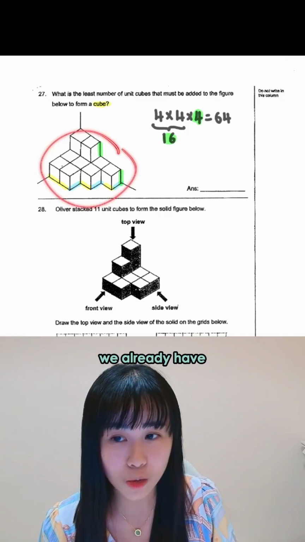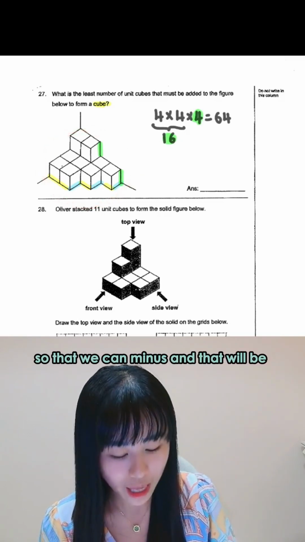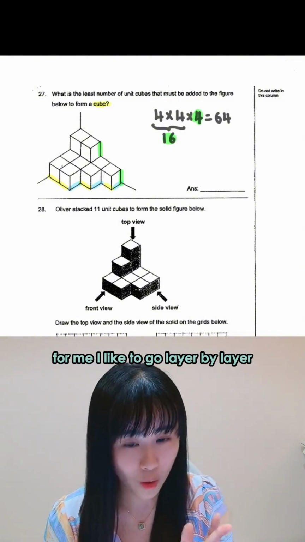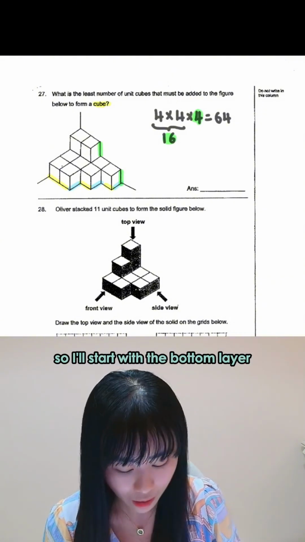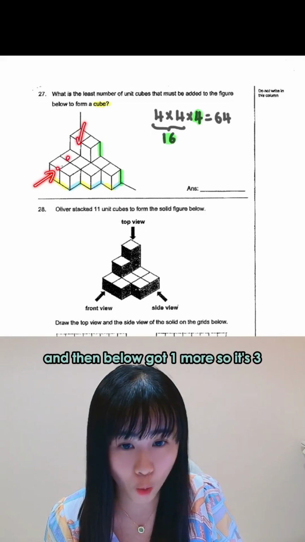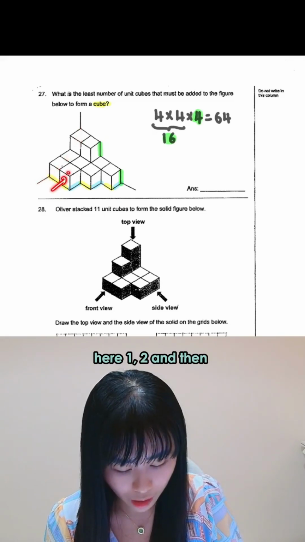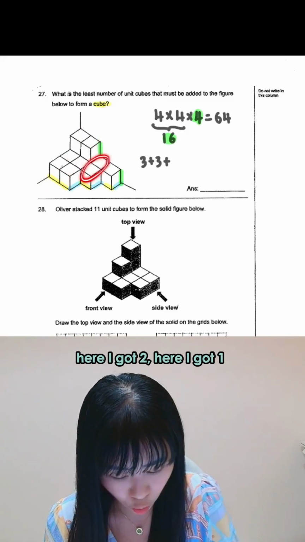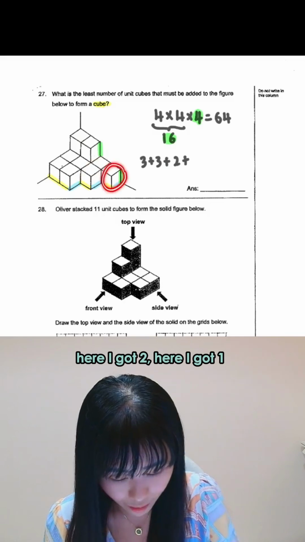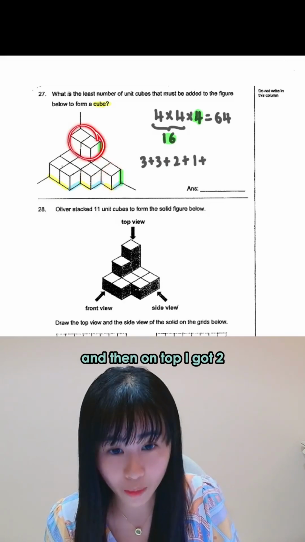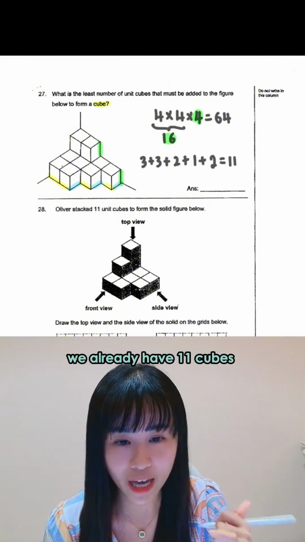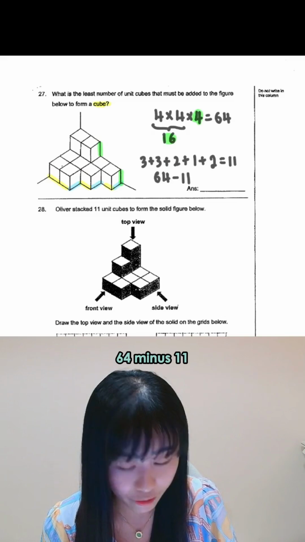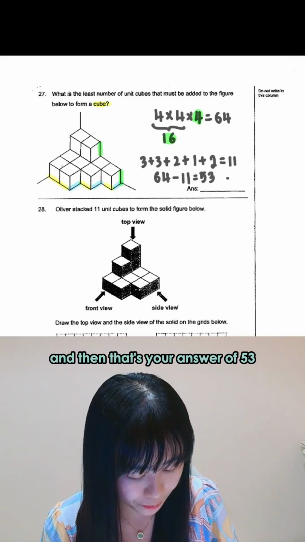Now, how many cubes do we already have, so that we can minus, and that will be how many cubes we need to add to get 64 cubes in total. For me, I like to go layer by layer. So I'll start with the bottom layer. Over here is 1, 2, and then below got one more, so it's 3. Here, 1, 2, and then below got one more is 3. So basically, I got 3 plus 3 plus, here I got 2. Here I got 1. And then on top, I got 2. We already have 11 cubes at the moment. So we need to add how many more? 64 minus 11, and that's your answer of 53.